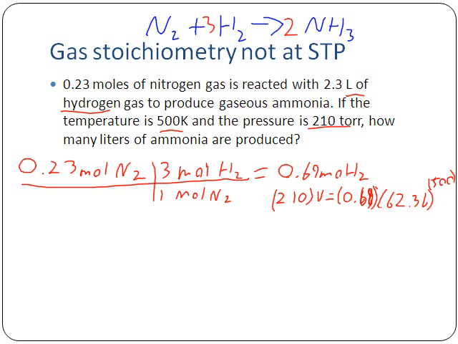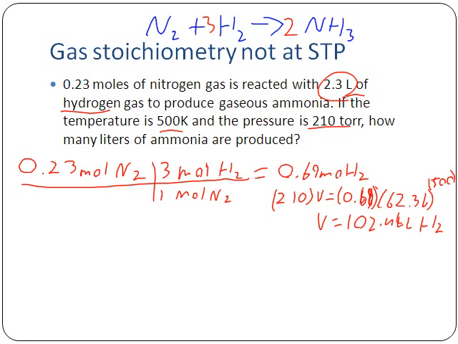So when we do this, we're solving for volume, so we go ahead and multiply all that stuff on the right side. So 0.69 moles times 62.36 times 500 Kelvin, and then we divide that by the 210 on the left, and we end up getting a volume of, if I'm doing my math right, 102.44 liters. In this case we're talking about hydrogen gas. So in order to react our full 0.23 moles of nitrogen, we would need 102.4 liters of hydrogen. And we have how much? 2.3. So which one's going to run out first? Definitely the hydrogen, because we only have 2.3 liters of it here.